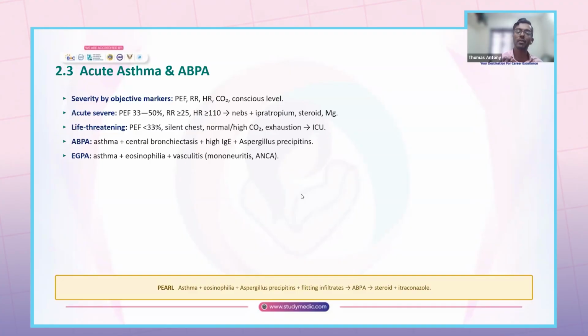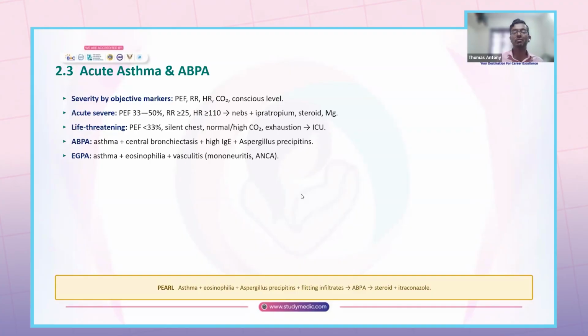In ABPA, we have asthma, central bronchiectasis, high IgE, and Aspergillus precipitins. If you see a patient presenting with childhood asthma, uncontrolled even with regular medications, you have to think in terms of ABPA. So how do you diagnose ABPA? There should be a background of asthma or cystic fibrosis. On CT, you'll get central bronchiectasis, and a raised IgE level. Previous guidelines used to mention more than 1,000; now even 500 is considered enough for ABPA diagnosis. You have positive Aspergillus precipitins. So this is a fungal sensitization.